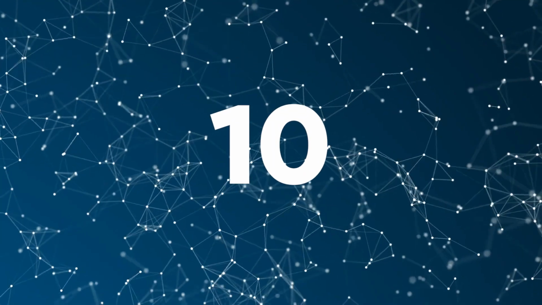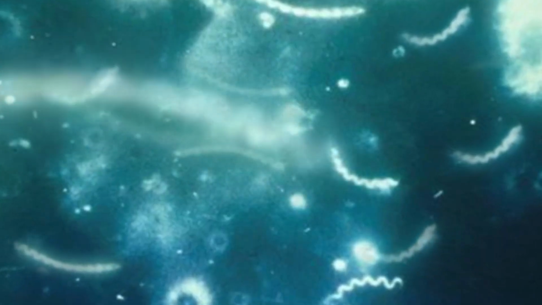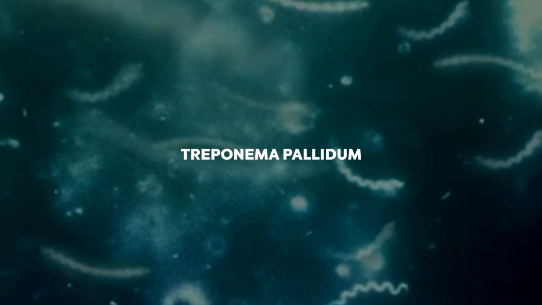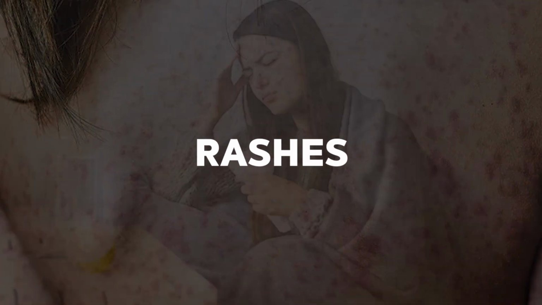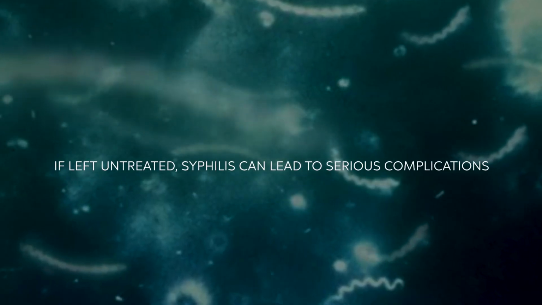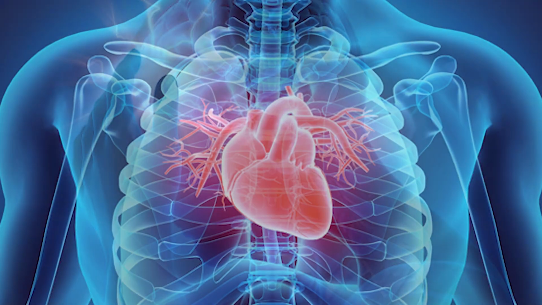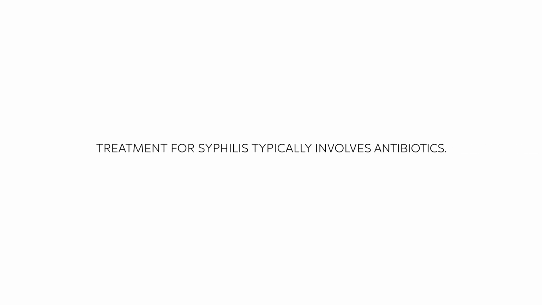Moving on to number 10, we have syphilis. This sexually transmitted infection is caused by the bacterium Treponema pallidum and can cause a wide range of symptoms, including sores, rashes, and fever. If left untreated, syphilis can lead to serious complications, including damage to the brain, heart, and other organs. Treatment for syphilis typically involves antibiotics.